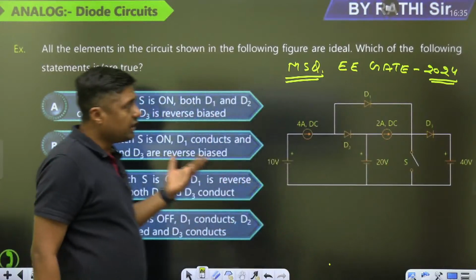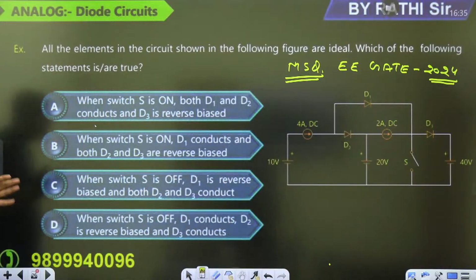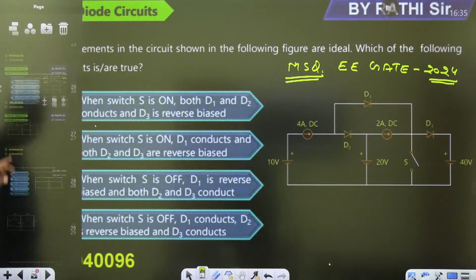Take a screenshot of that and try to solve. I will solve it. Think about it. It is a previous year question. It is an MSQ, multiple select question. More than one answer may be correct. There is a switch, as well as three diodes connected. Now, I will solve this question.